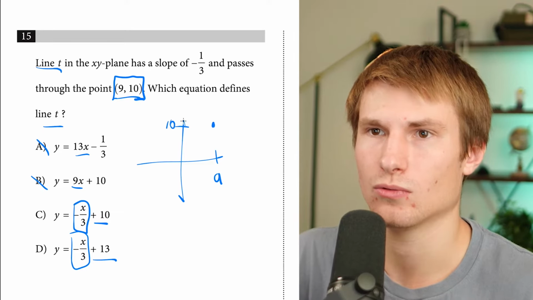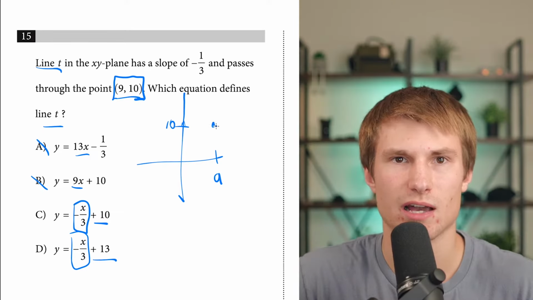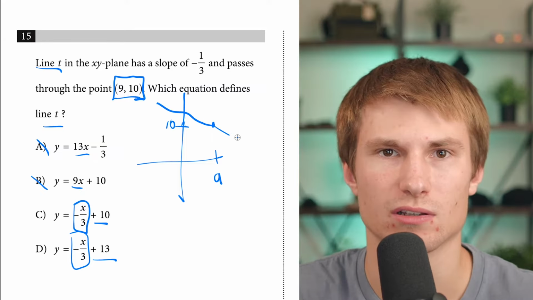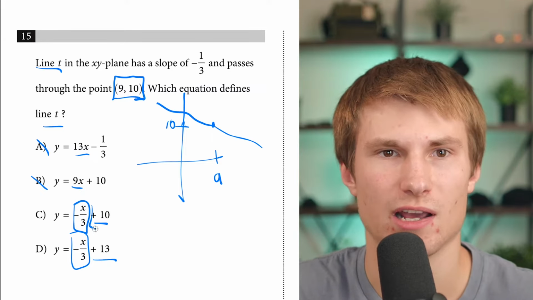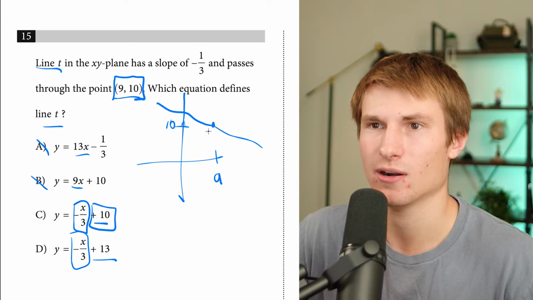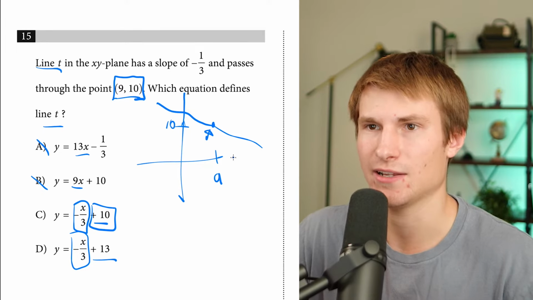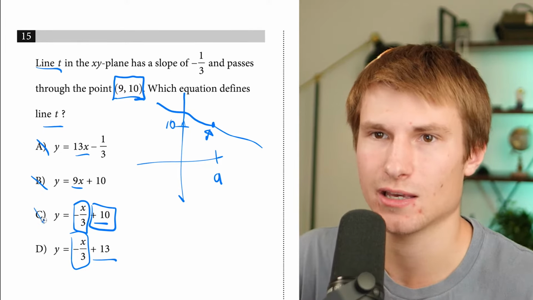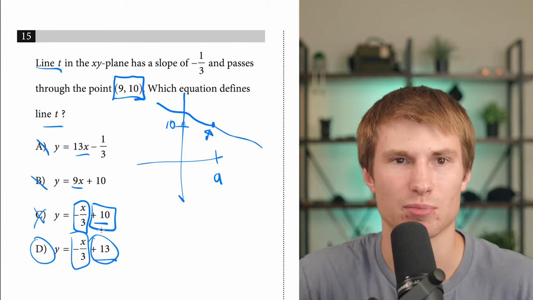So what I immediately see is that since we have this negative slope, if we were to just draw this roughly, it looks something like this. Obviously, we can't then have a y-intercept of +10 because we already hit 10 right here. And we're 9 units to the right of the y-axis, so that can't be correct. Our answer would have to be D with that +13.